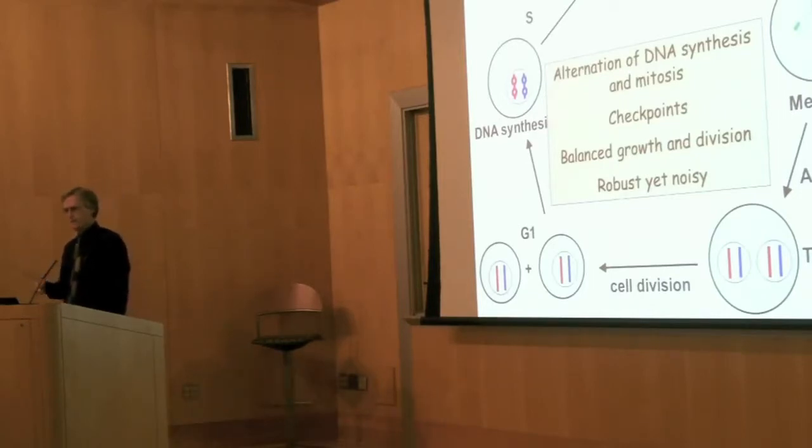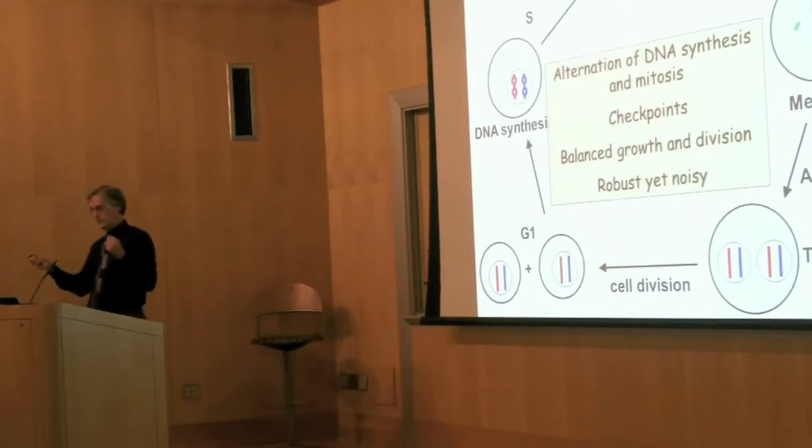In other words, on average, the mass doubling time of a culture has to be the same as the cell cycle time, the time it takes to replicate the DNA and divide. You have to balance growth and division, or else cells will get too large or too small.